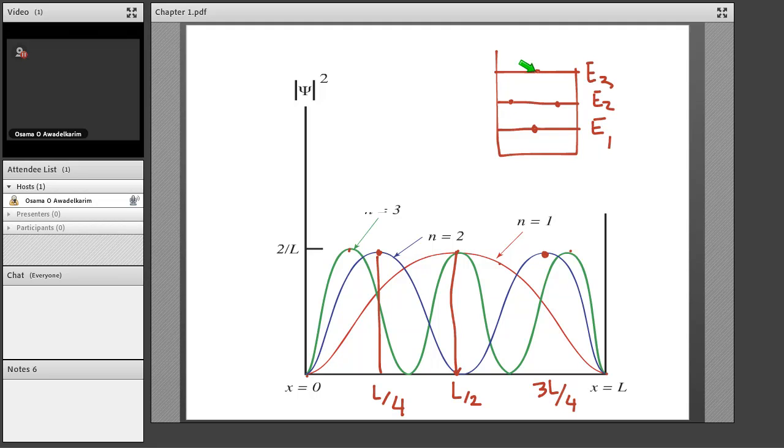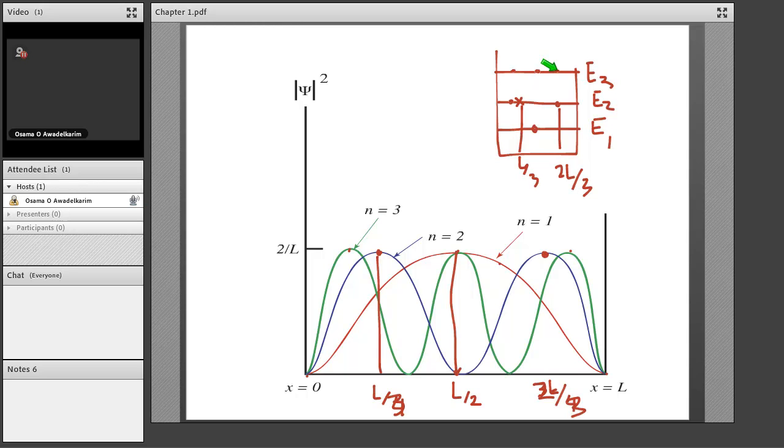Actually, these positions are not quarters, they are thirds. This is L over 3, and this is 2L over 3. This is L over 3 and 2L over 3. Here we have L over 4, L over 2, and 3L over 4 for E3, and so on.